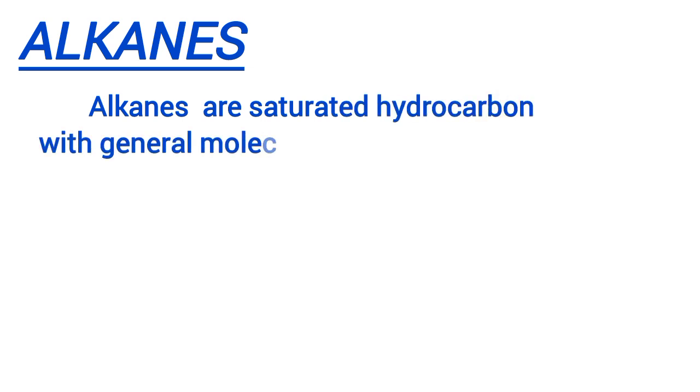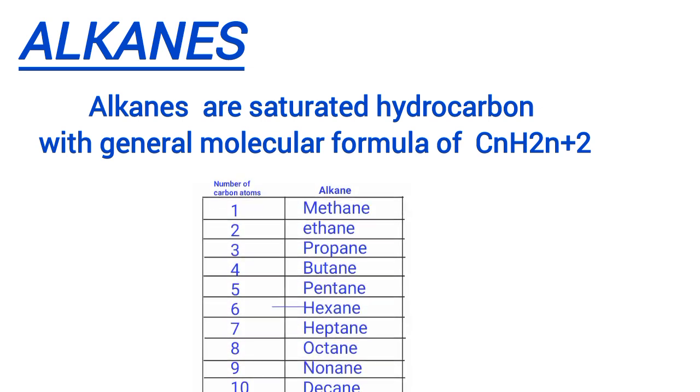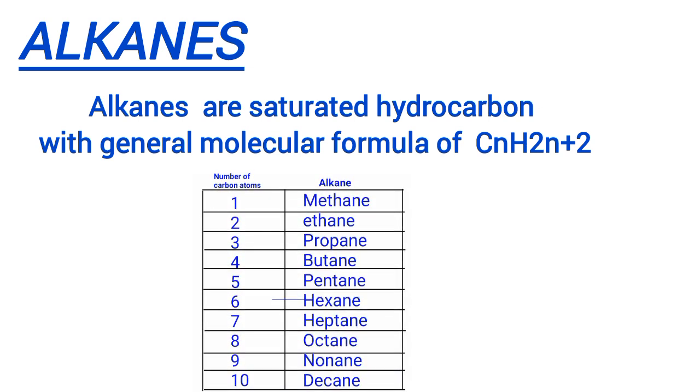In this lesson, we'll be learning how to name alkanes. Alkanes are saturated hydrocarbons with a general molecular formula of CnH2n+2. In alkanes, all the carbon atoms are linked by single bonds. An alkane with one carbon is methane, 2 carbon, ethane, 3 carbon, propane, 4 carbon, butane, and so on.